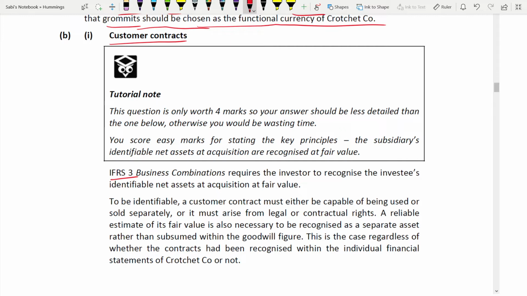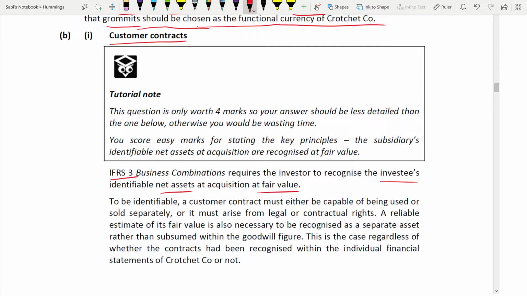Okay, because this is an acquisition. Whenever it is an acquisition, if you're buying anything, it comes under IFRS 3. So according to IFRS 3, what should you do? The investee's net assets, you have to value them at fair value. This you have to write first, number one.